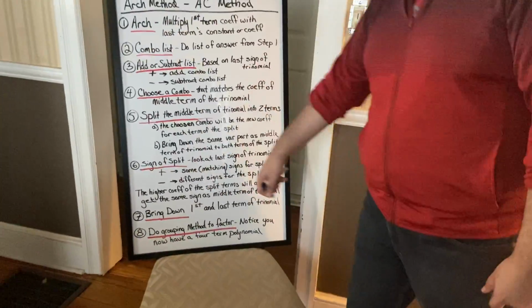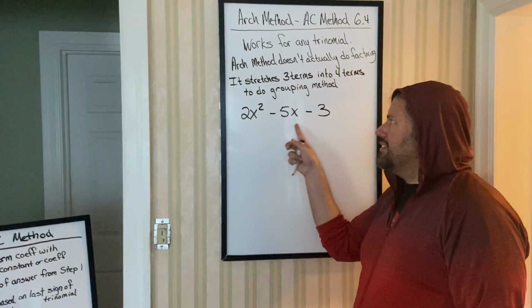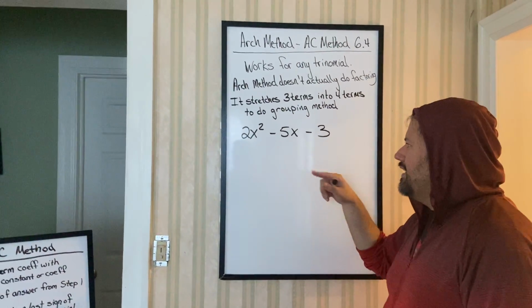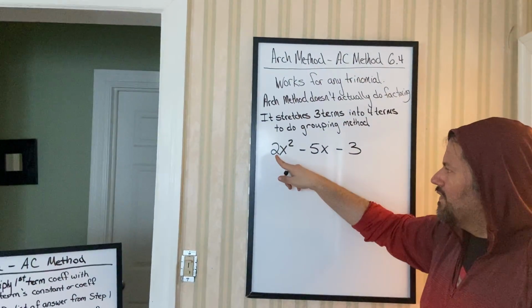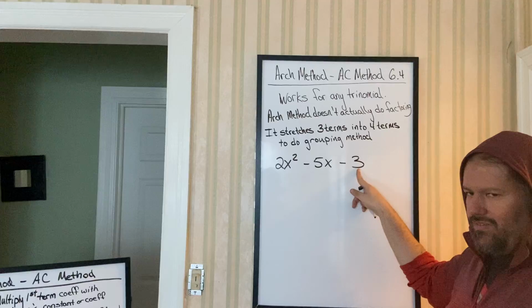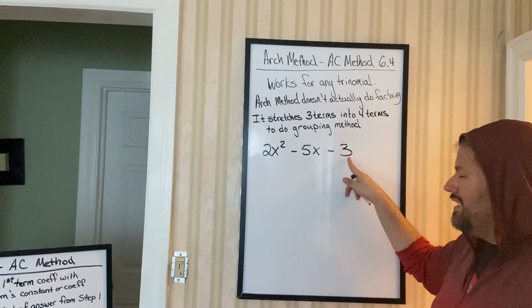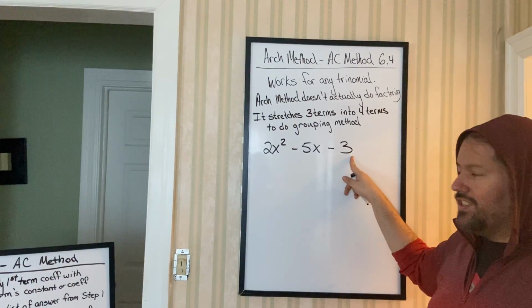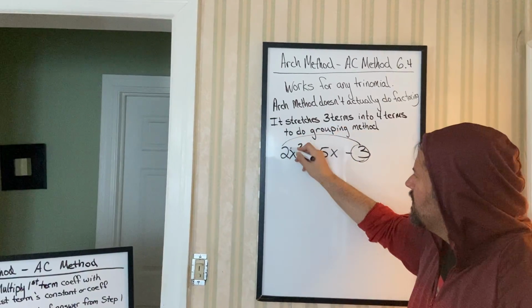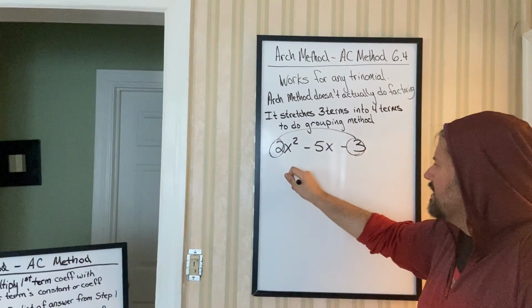So now we know we have 8 steps. Let's take this guy and do it as the ARCH method. So the first thing I said is we're going to create an arch. We're going to multiply the leading coefficient times the last term. The last term could be a constant, like it is here, or another coefficient. So if we multiply this number with this number, we get 6.